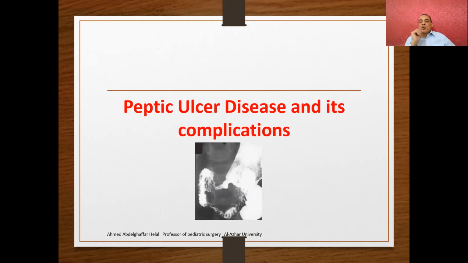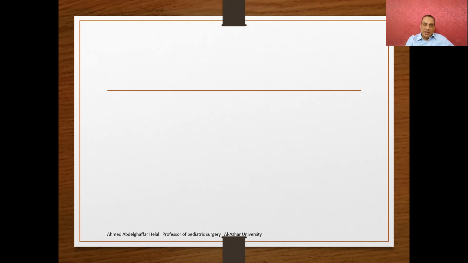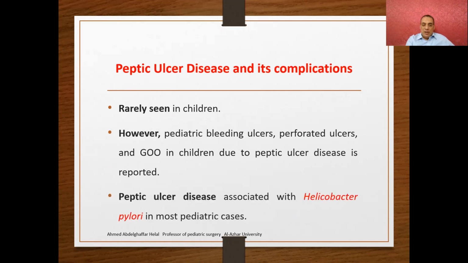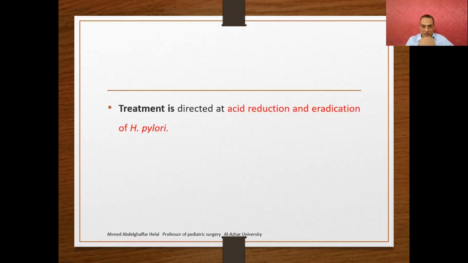The next items will be related to peptic ulcer disease and its complications in infants and children. Peptic ulcer is rarely seen in children. However, some cases of pediatric bleeding ulcer, perforated ulcer, and gastric outlet obstruction due to peptic ulcer have been reported. Peptic ulcer is usually associated with Helicobacter pylori in most pediatric cases.